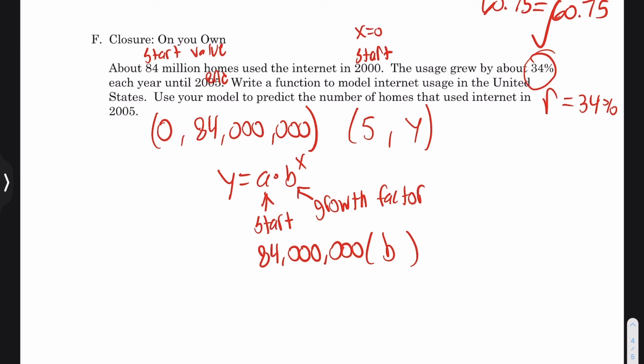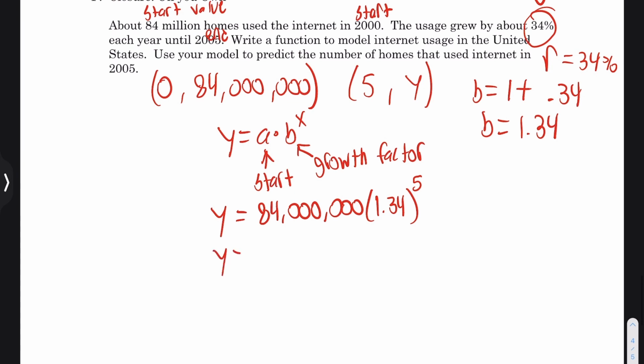So we'll convert that to a decimal to make 0.34. That's how much you're adding on top of the original. So you do 1 plus 0.34, and that'll be equal to b. 1 plus 0.34 is just 1.34. So instead of writing b in that bottom equation, I'll write 1.34. And then we'll plug in the x as the 5th power. Now I just gotta type this in Desmos and get my answer.